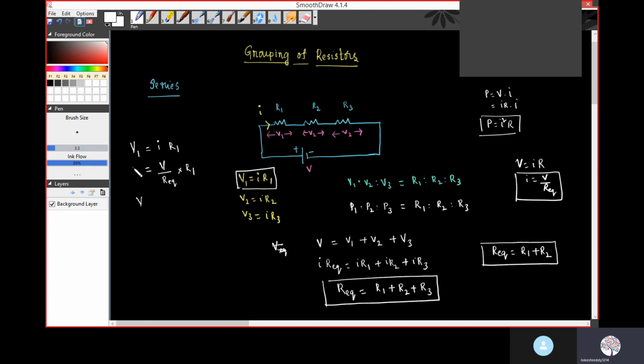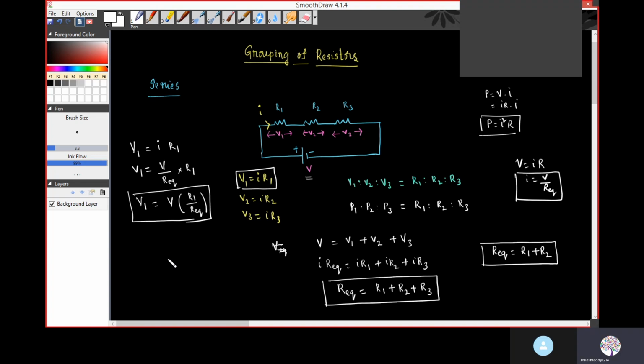So we can write V1 is equal to V, that means the battery voltage, into R1 by R equivalent. If two are there, R equivalent will become R1 plus R2. If three are there, then it will become R1 plus R2 plus R3. Similarly, we can write the values of V2 and V3 also. V2 will become V into R2 by R equivalent, and V3 will become V into R3 by R equivalent.